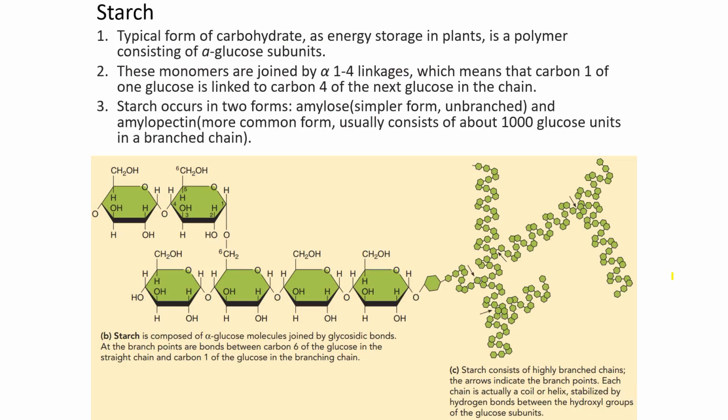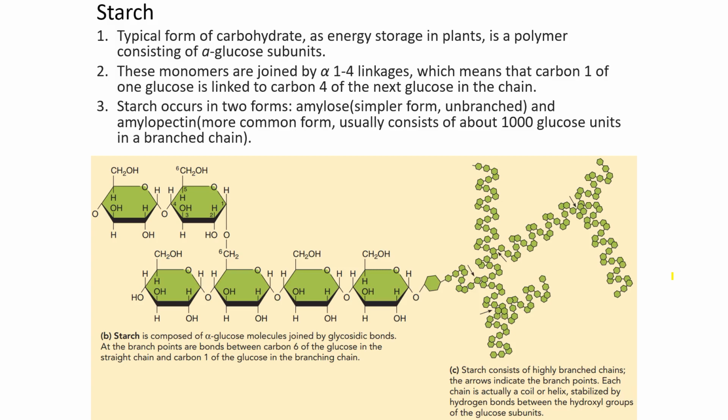Okay, class, now starch. It's a typical form of carbohydrate, and starch is used as energy storage in plants. Starch is a polymer consisting of alpha glucose subunits. Since starch consists of alpha glucose subunits, the bond between these glucose subunits is known as alpha glycosidic bond.